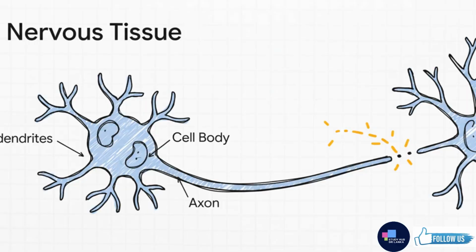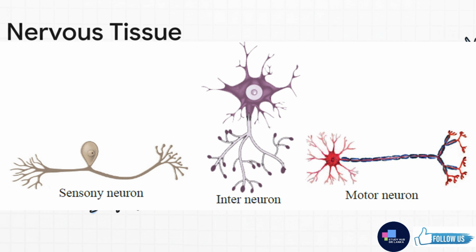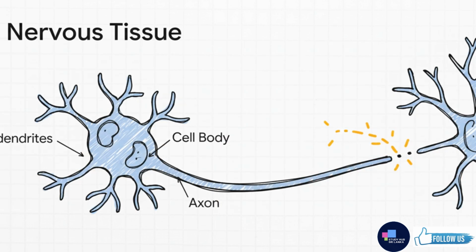And last but not least, we have nervous tissue. This is the body's super-fast communication network. It's like the wiring system. The main cell is called a neuron, and it's perfectly built for its job. It has dendrites that receive signals, a cell body to process them, and a long axon to send the signal on to the next cell. This is how your brain can tell your foot to move in a fraction of a second.